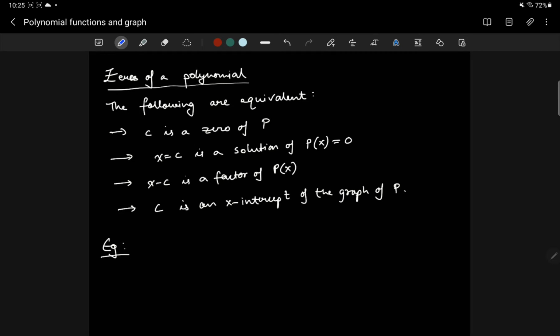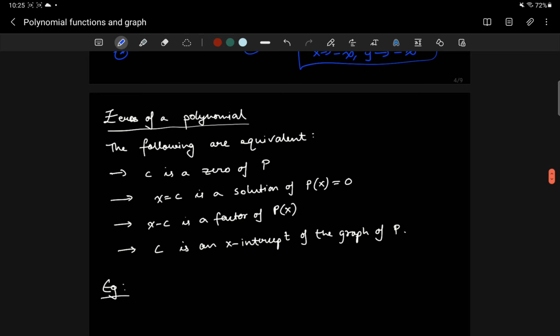Hi everyone. In this video we continue talking about polynomials, and more specifically we talk about an important property or characteristic of any polynomial, which is called the zeros of a polynomial. Now, for zeros of a polynomial, there are four different ways of thinking about it. These are all saying the exact same thing.